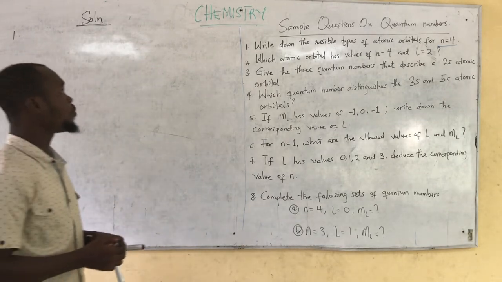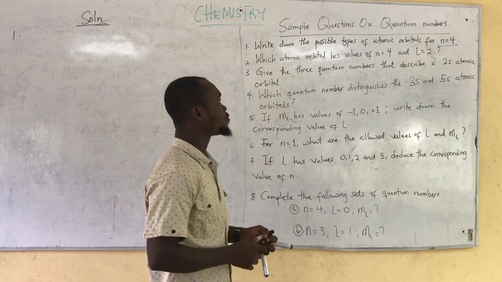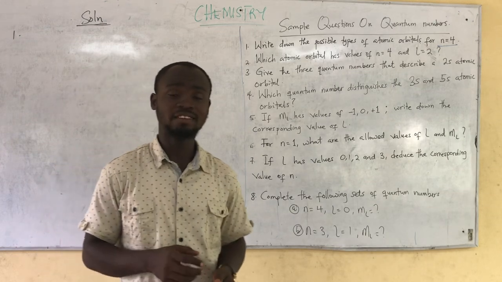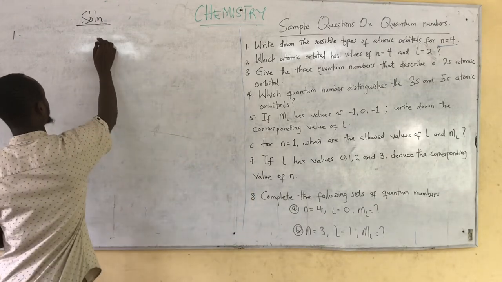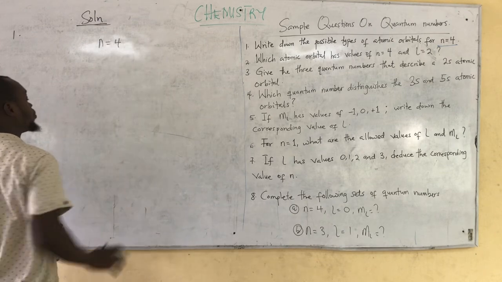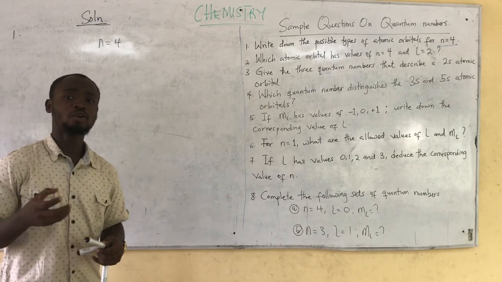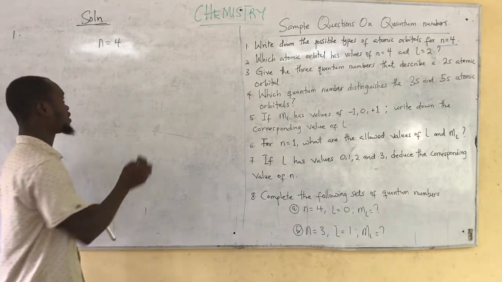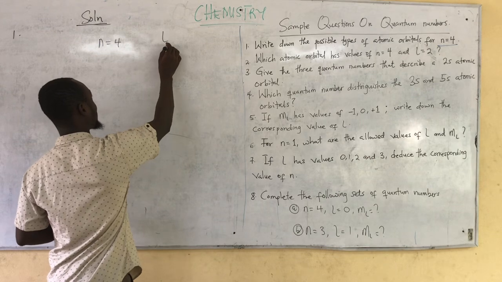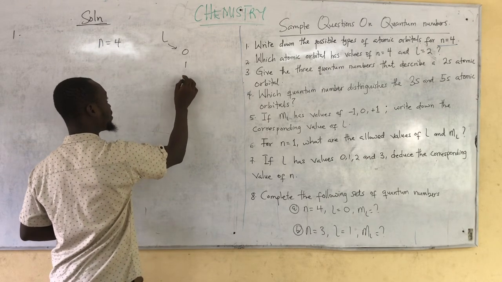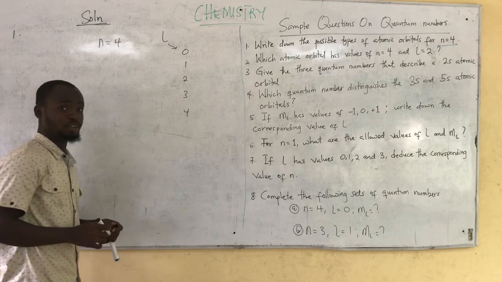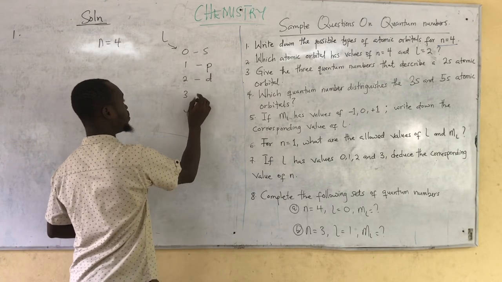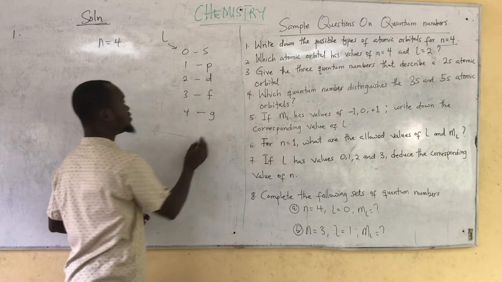In the first question, it says, write down the possible types of atomic orbitals for n is equal to 4. So if n is equal to 4, what are the possible atomic orbitals there? These atomic orbitals indicate the angular momentum quantum number, which has a notation of l. And we said l can have a value of 0, it can be 1, it can be 2, it can be 3, it can be 4 in that order. 0 represents an s orbital, 1 is a p orbital, 2 is a d orbital, 3 is f, 4 is a g orbital in that order.